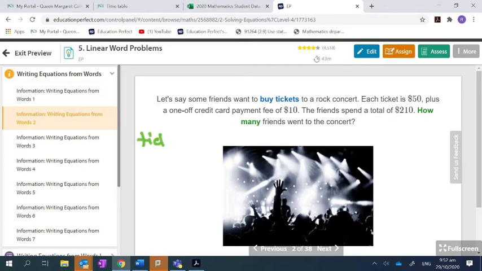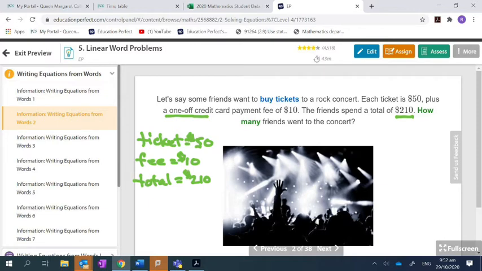So we know that each ticket costs what? $50. Okay? Plus a one-off credit card payment fee of $10. One-off means that it's not $10 per ticket, it's just one charge of $10, right? But each ticket costs how much? $50. The friends spend a total of $210. So they have a total spent of $210.